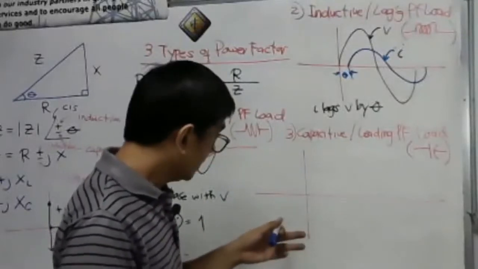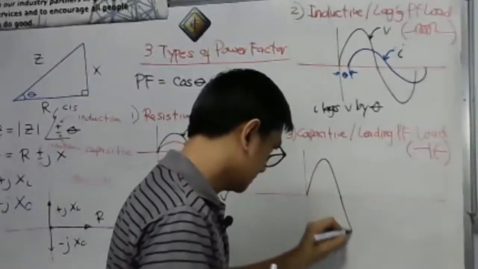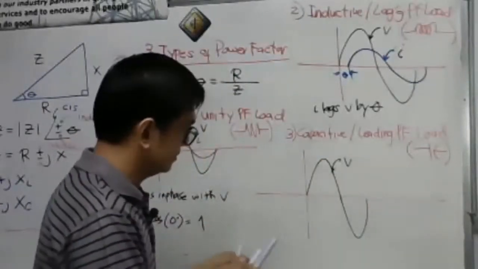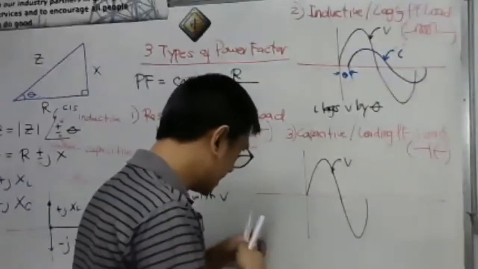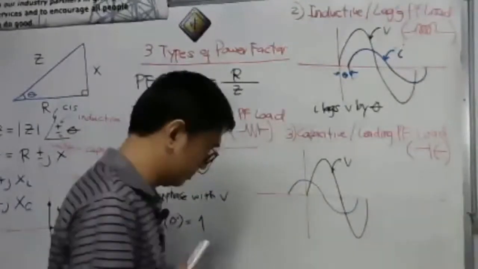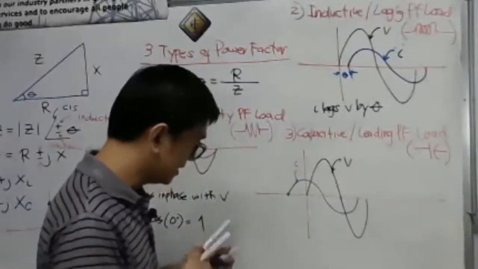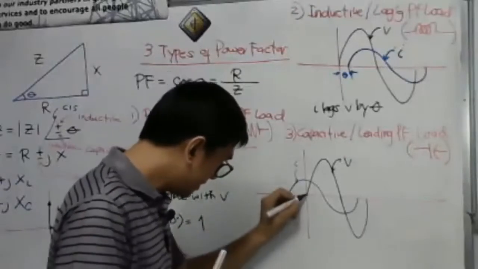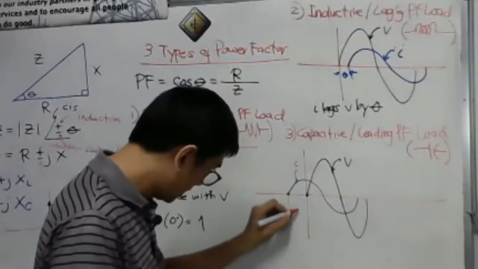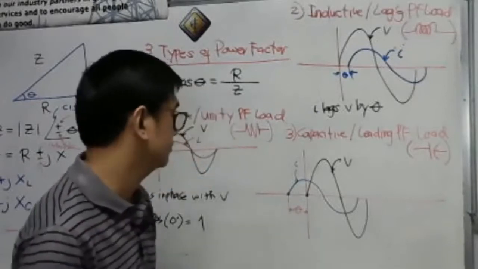So, let's say this is our voltage V. That is our current I here. Remember, our basis is the starting point of the waveform. Again, this is the starting point for I. This is the starting point for V. So, this is our phase difference. That is already the phase difference between the two.